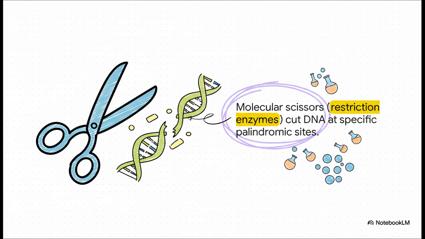All right, let's talk about our molecular kainchi, our scissors. These are restriction enzymes, and a very famous one is called EcoRI. Now, these scissors are incredibly specific. They don't just cut anywhere, oh no. They search for a very specific sequence on the DNA called a palindromic sequence. You know, like the word Malayalam, it reads the same forwards and backwards. The enzyme finds that exact spot and snip. It makes a clean cut, leaving these things called sticky ends.